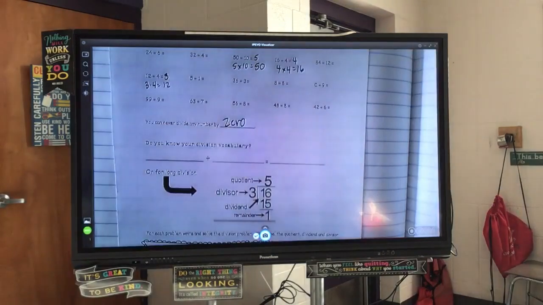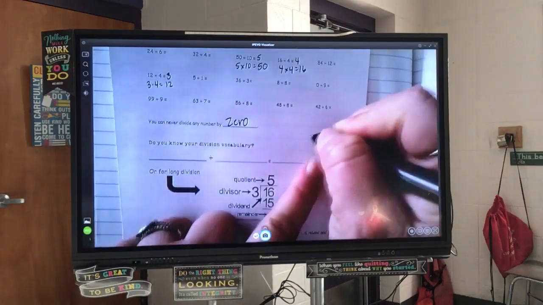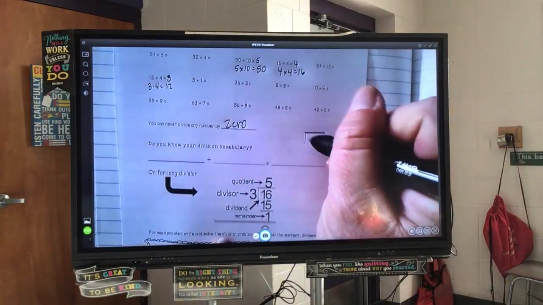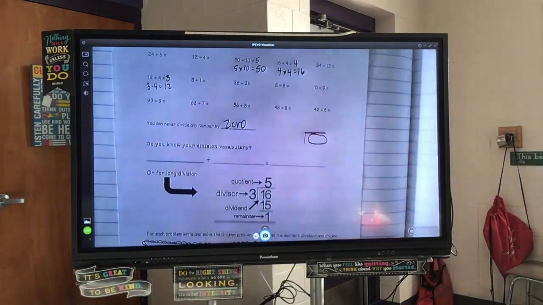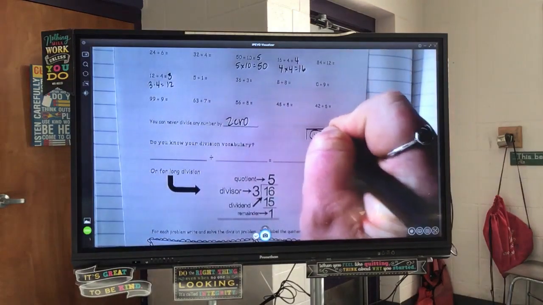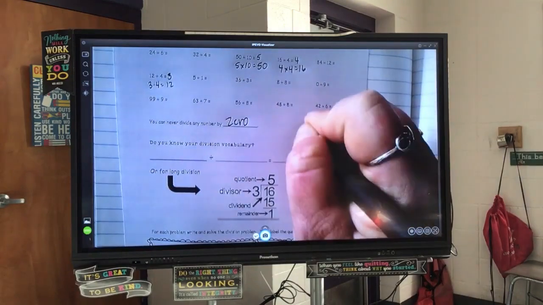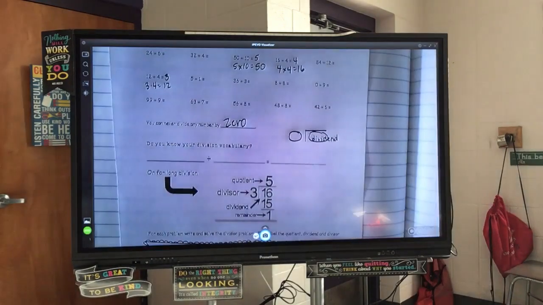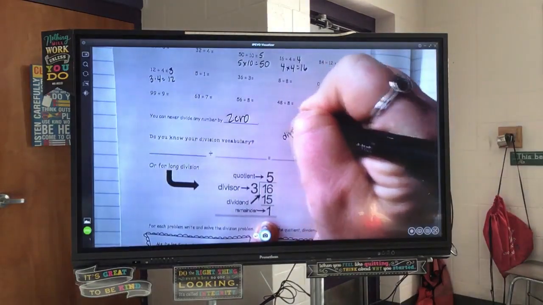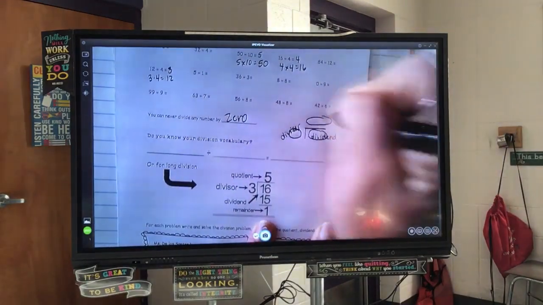All right, do you know your division vocabulary? So if we had our division house or whatever you want to call that, what is the number on the inside called? Okay. The dividend. All right, so this is your dividend. What is the number on the outside called? The divisor. And then what is the number on top called?